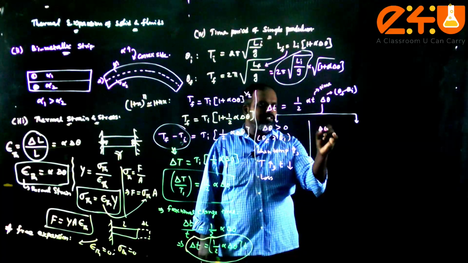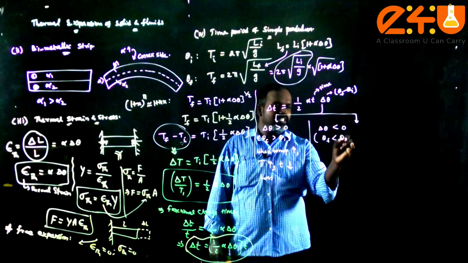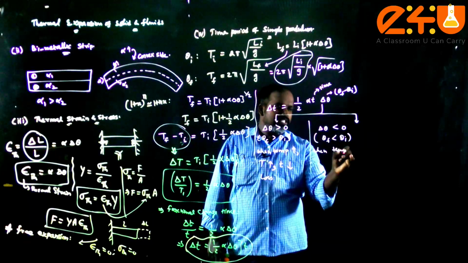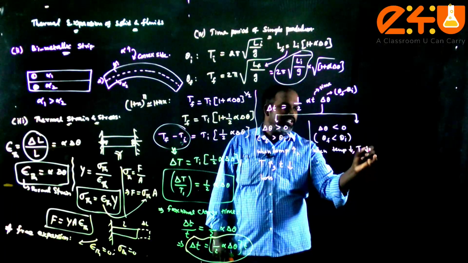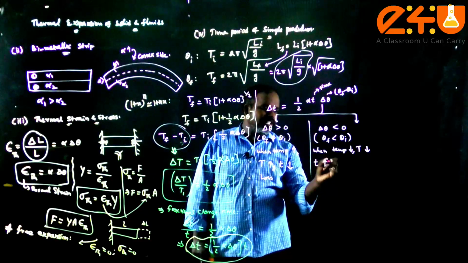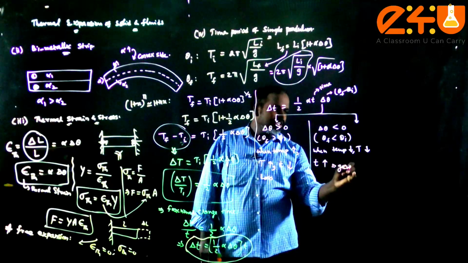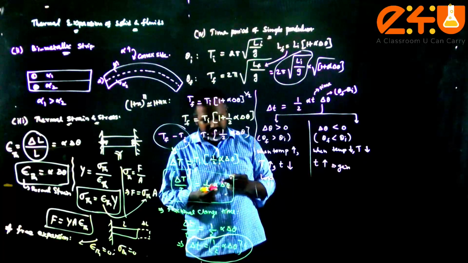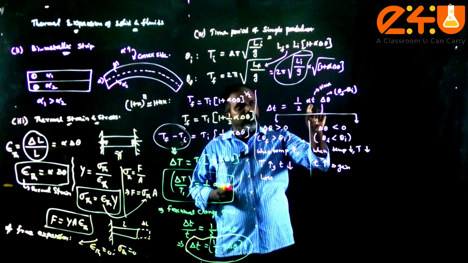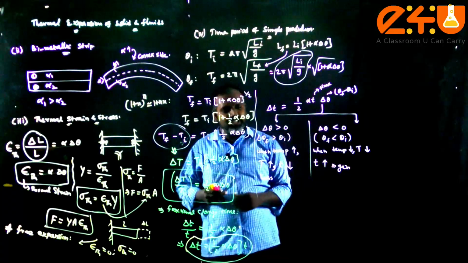Similarly, here delta theta is less than 0. That means theta final is less than theta initial. Or we can say that when temperature decreases, time period also decreases because length is reduced. Therefore the time measured by the clock will increase. That is called gain of time. So this is very important. And this t is nothing but the given time, that may be 1 day or 1 week or 1 year. They will give that time.